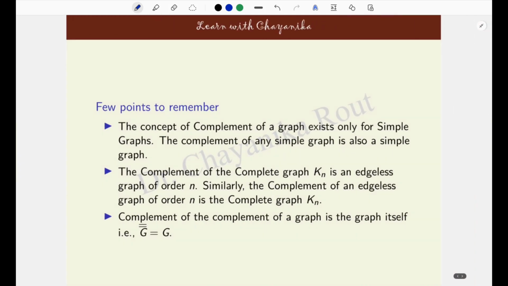Now some important points regarding complement: the graph whose complement you are finding has to be a simple graph, and the resultant graph, that is the complement of the graph, is also a simple graph. The complement of a complete graph Kn is the edgeless graph of order n. Similarly, the complement of an edgeless graph of order n is the complete graph Kn, as we have discussed. The complement of the complement of a graph is the graph itself. So these are some key points that one should remember while dealing with the complement of a graph.